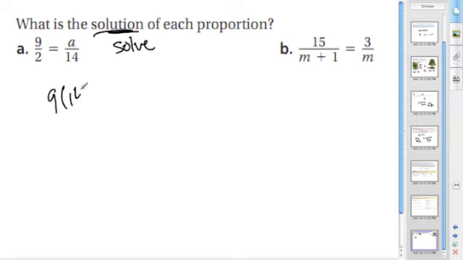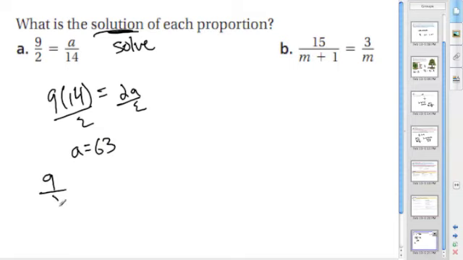So it's 9 times 14 equals 2a. Divide by 2, divide by 2. So it's going to be 9 times 7, which is 63. We can check this. 9 over 2 equals 63 over 14. Reduce our fraction. 63 over 14 does indeed reduce to 9 over 2. So that's true.